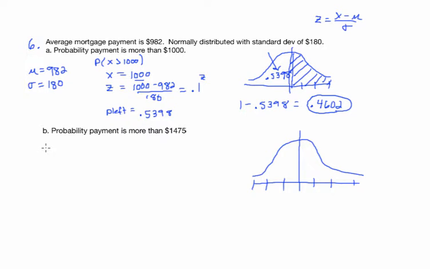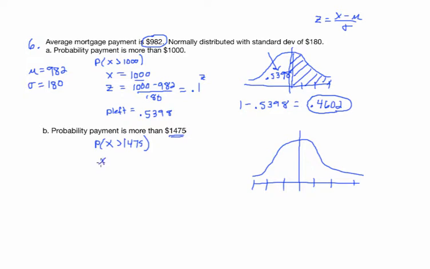Part B, probability that our payment is more than $1,475. Think about this for a minute. If this is the average, the probability that it's more than that, I bet this is going to be a pretty low probability. That's quite a bit higher than the average. We'll see. We're trying to find the probability that our data value is greater than 1475.